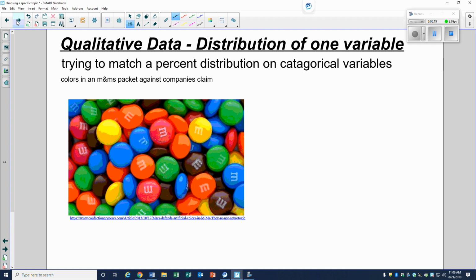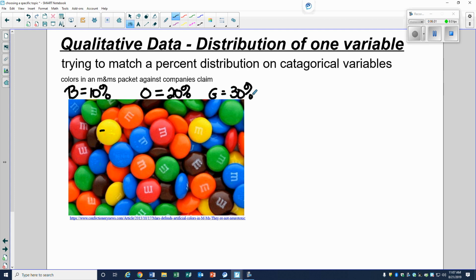Qualitative, if you're looking at the distribution of one variable, you're trying to match a percent distribution that has already been given to you. For example, if you look on the M&M's website, they will tell you what percent of each color of candies are supposed to be in their packaging. I can't tell you right off the top of my head what those percentages actually are, but they might tell you that 10% of each package that they sell should be blue, 20% of each package should be orange, 30% of each package should be green, and so on and so forth.